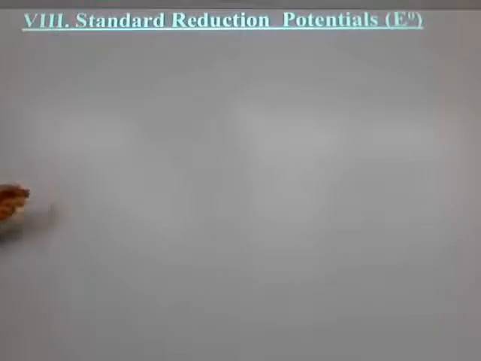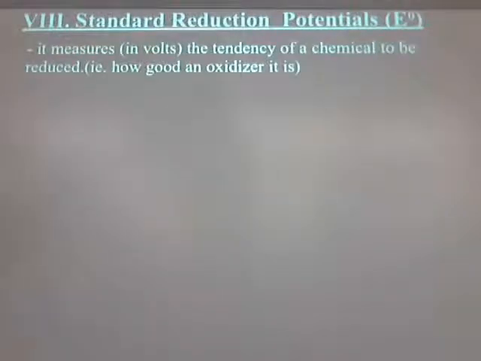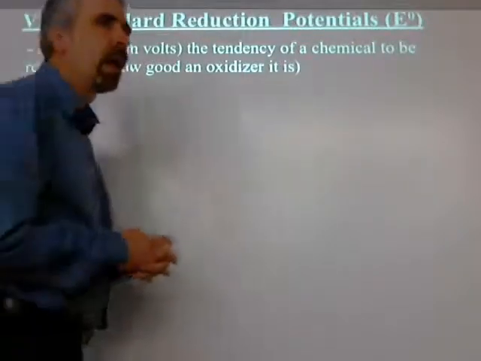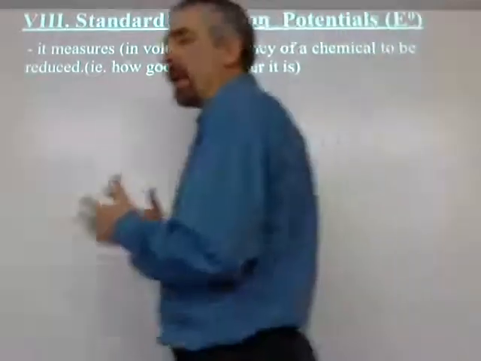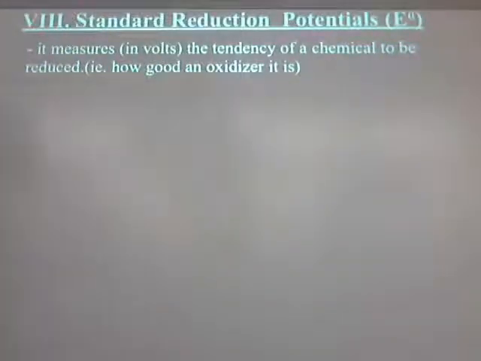Now look, here's what standard reduction potentials do. They measure in volts how likely it is that a reaction is going to be spontaneously reduced. And we can actually use this for two major purposes, really. So it's a tendency of the chemical to be reduced.